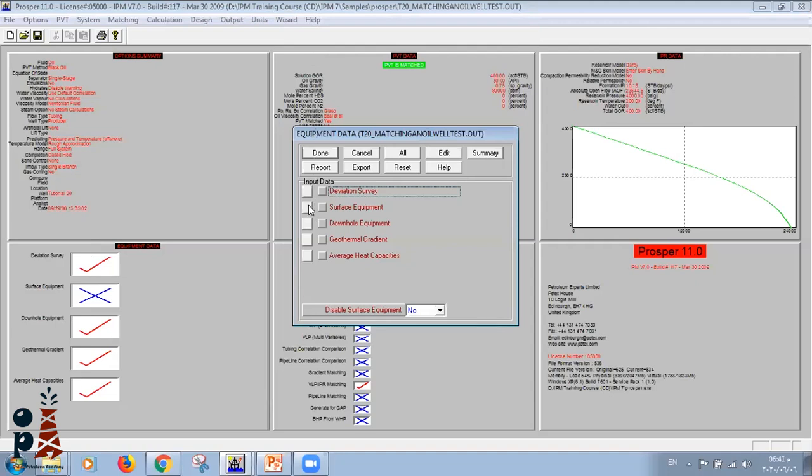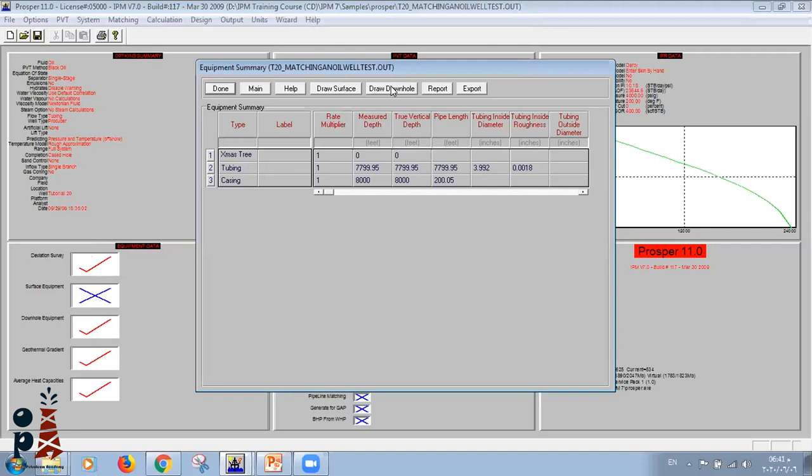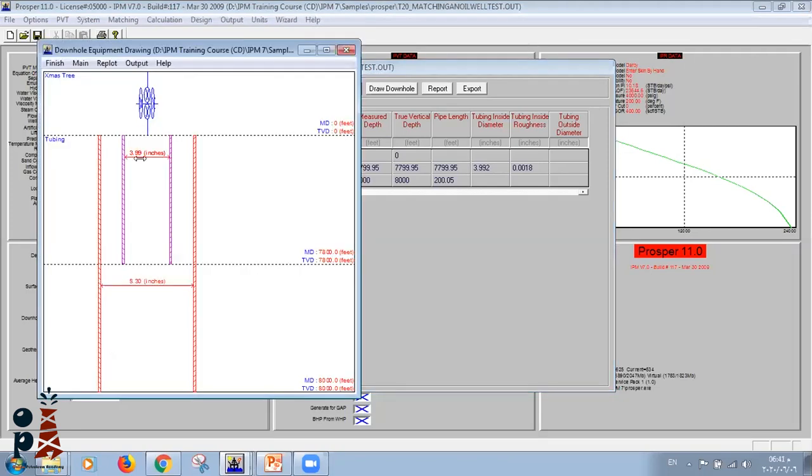And then we also have the downhole equipment. I can draw it for you: this is the wellhead pressure, this is the tubing, and this is the casing. Here it's simple, but it can be more sophisticated or more complex than this.